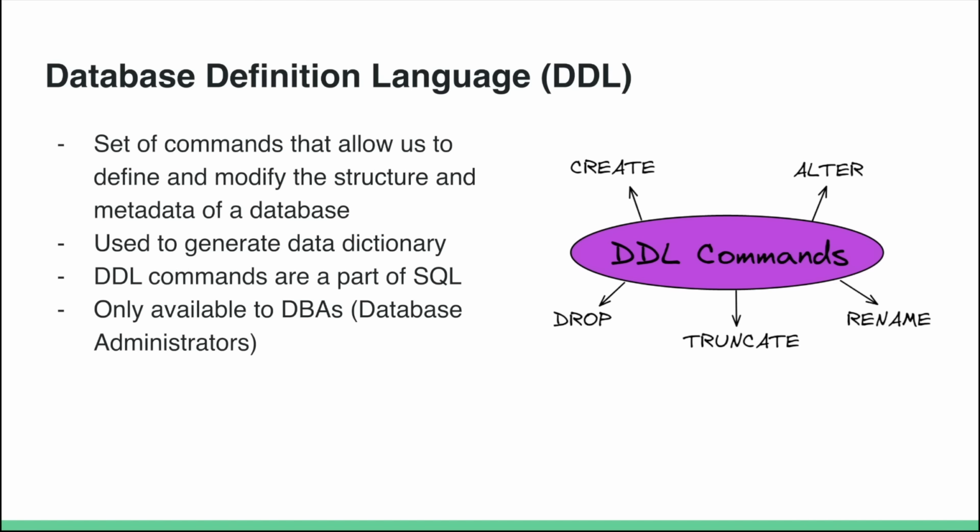Now, one thing that the database administrator has access to is commands in a database definition language. When we looked at SQL commands before, those were mainly to update specific values in a table or a database, to create new rows, to delete rows, to basically change the data itself. Now, DDL commands are things like create, alter, drop, truncate, and rename.